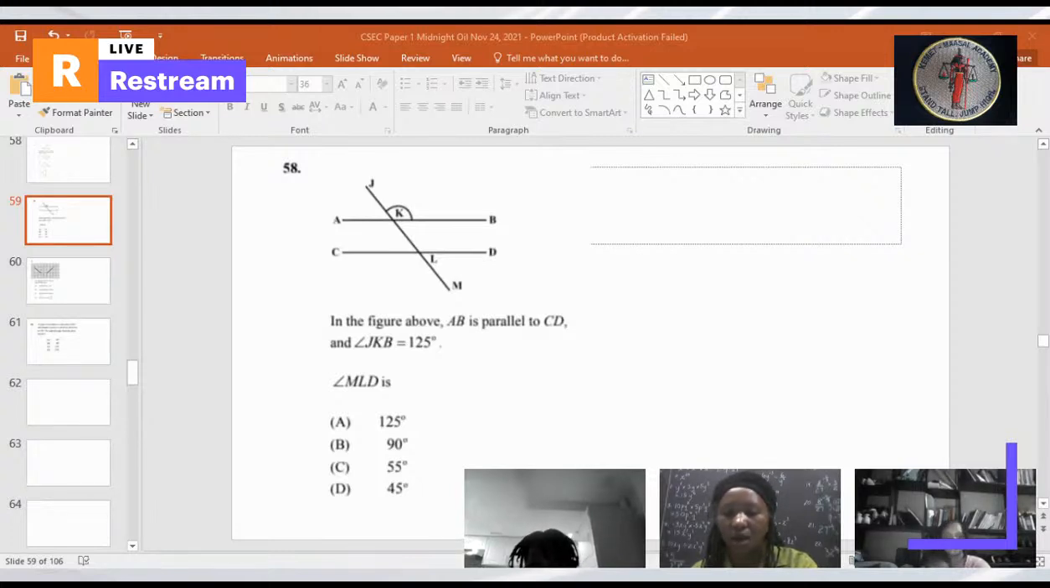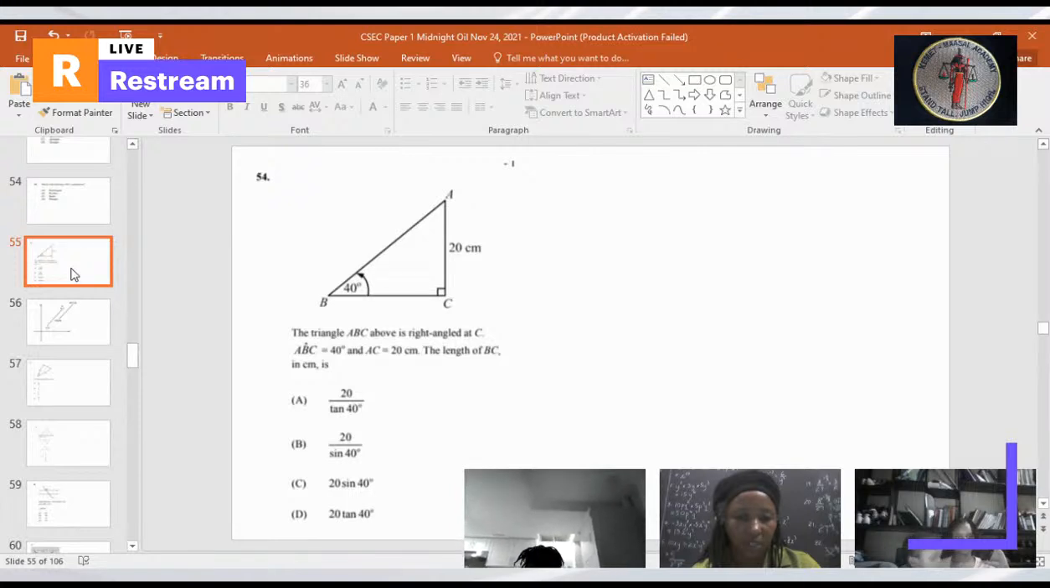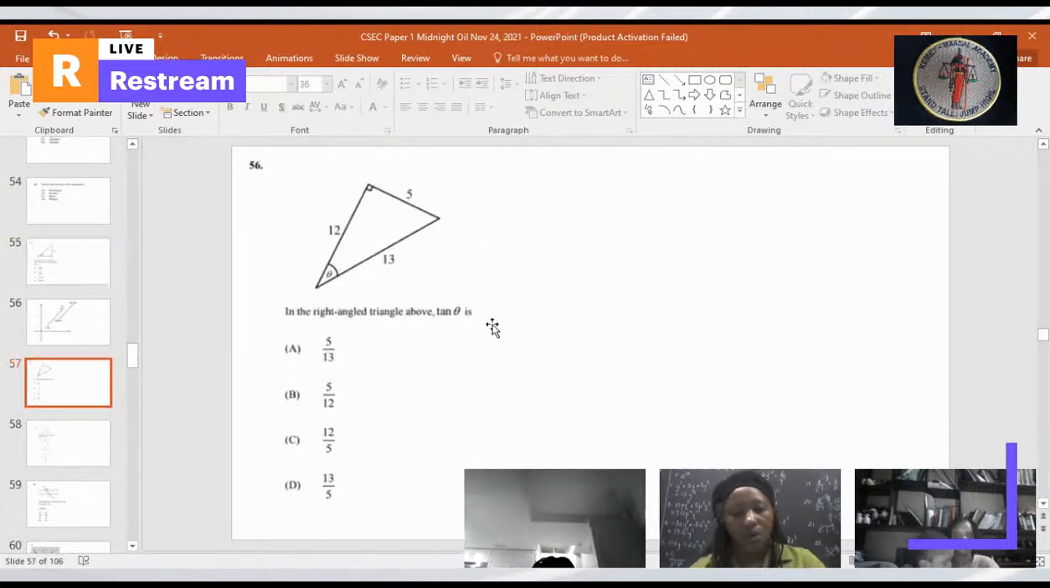Okay, so in the figure above, hold on, Rachel. Jamani is saying it should be 12 over 5. Let's go back. So that one was what? Why would it be 12 over 5? Tan is opposite over adjacent, right? And 5 is opposite to the angle, and 12 is the adjacent. So it's 5 over 12.